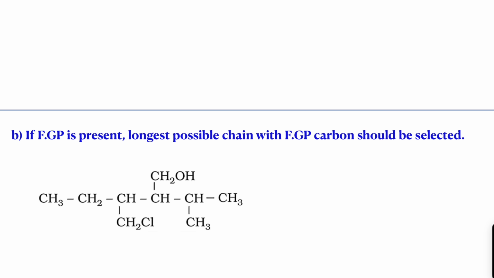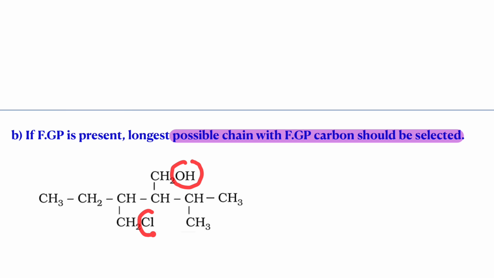And the second sub rule: if a functional group is present, the longest possible chain with the functional group carbon should be selected. So here we have to take the functional group carbon in the longest chain. The functional group carbon should be present in the longest carbon chain. So here we have a functional group, OH. Of course, chlorine is also a functional group, but OH gets more priority.